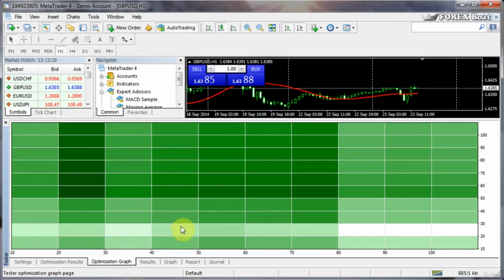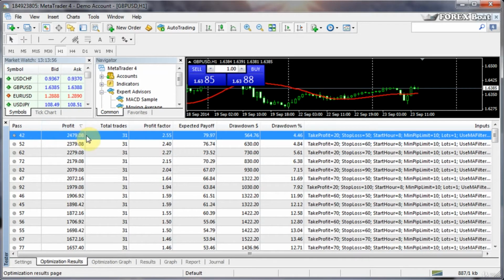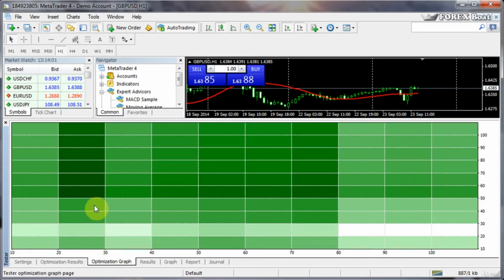It is very visually appealing and more representative than the previous chart, because the darkness or shade of each block shows you how profitable that particular backtest was. So for example, this backtest has the darkest color, and that means it was the most profitable. Here it says run 42, take profit 20, stop loss 50. And if we go to the optimization results, the most profitable backtest there is take profit 20 and stop loss 50. So that's basically what it means: the darker the color, the more profitable.